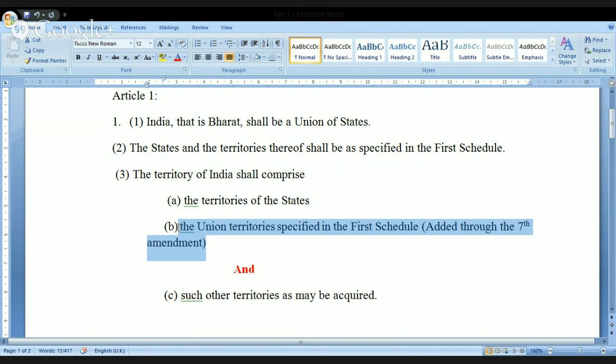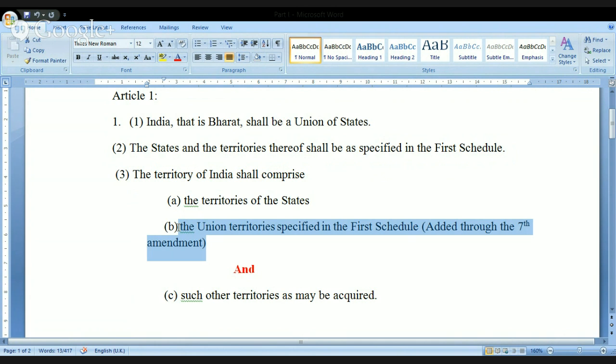In the year 1956, I'm sorry. In the year 1956. What do you mean by this? If you go back to this Article 1, Clause 2, this is talking about the states and the territories as mentioned in the first schedule. But when it comes to the territory of India, they mention only one thing, the territories of the states. And if you go to see here, such other territories as may be acquired.